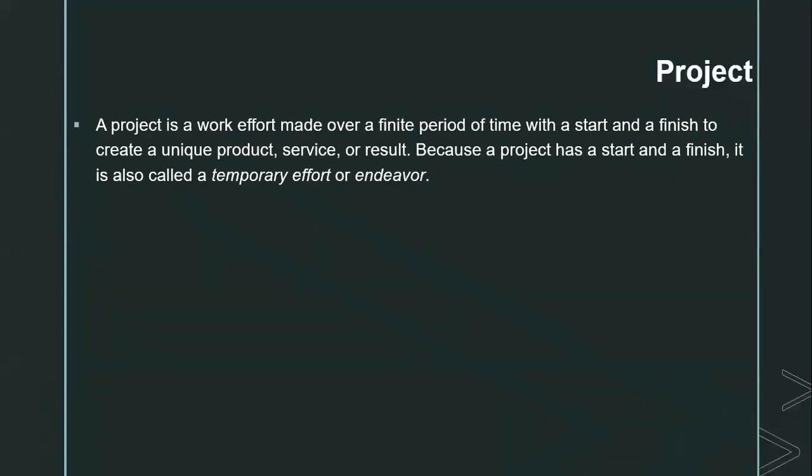So here's the definition of the project. A project is a work effort made over a finite period of time with a start and a finish to create a unique product, service, or result. Because a project has a start and a finish, it is also called a temporary effort or endeavor.